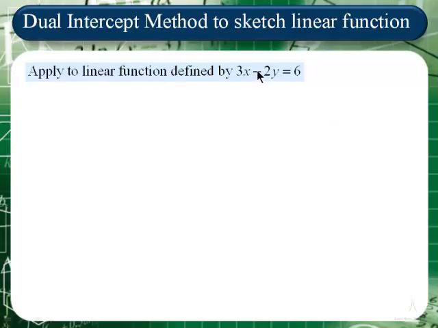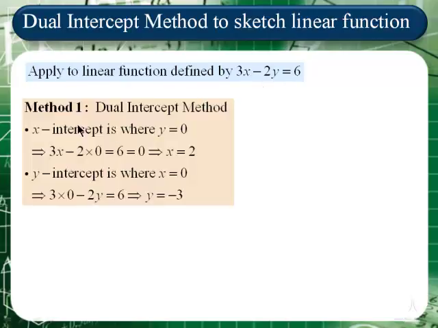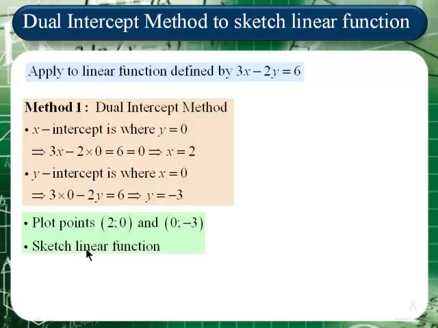We now look at an example where we will apply the dual intercept method to sketch the linear function defined by 3x minus 2y equals 6. So what does this method mean? You first got to find the x-intercept, and we know that is where y is equal to 0, so that's where 3x is equal to 6 or x equals 2. And the y-intercept is where x is equal to 0, so if you replace x by 0, you get minus 2y is equal to 6 or y equals minus 3. All we do now is we plot the point 2, 0 and the point 0, minus 3.